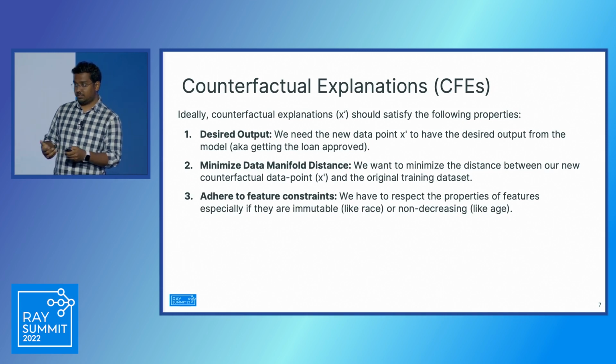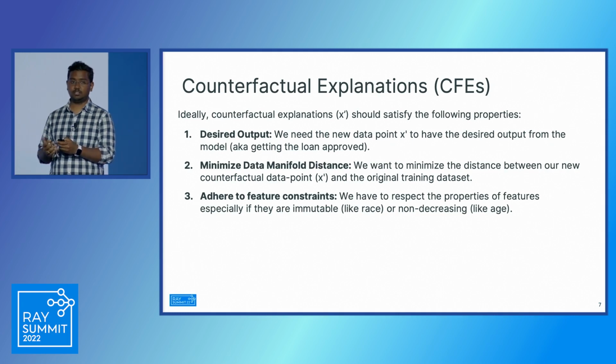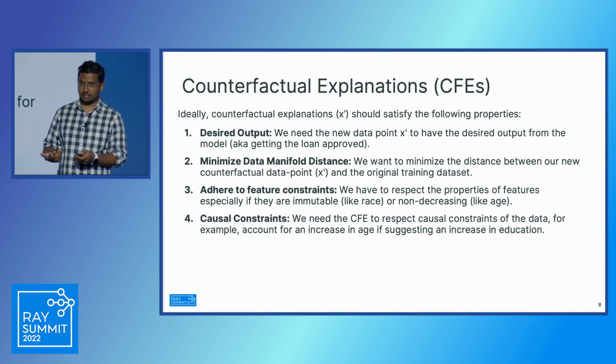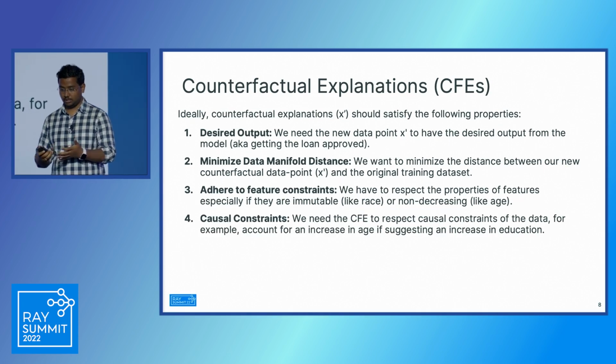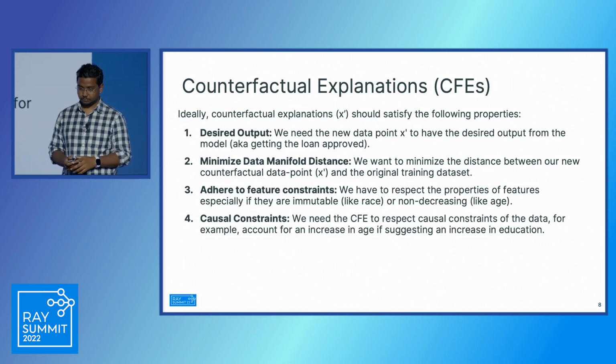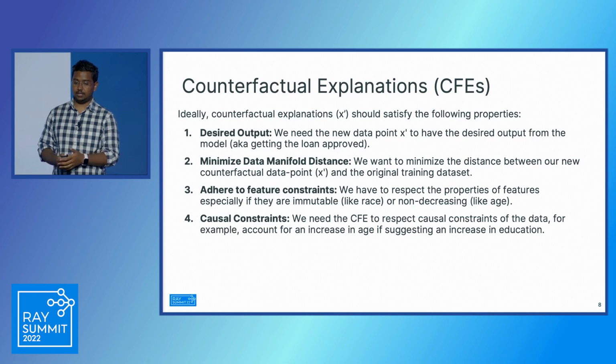There are certain features that have constraints on themselves, and therefore we should not modify them. For example, your race, or you're suggesting that you need to decrease your age. And another constraint to be realistic is that we should follow some real world causal constraints, like if a model is suggesting you to increase your education level, it also needs to take into account that your age will increase. So these are the properties of a counterfactual explanation that are desirable.